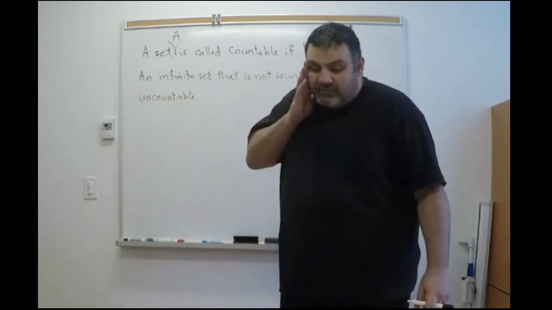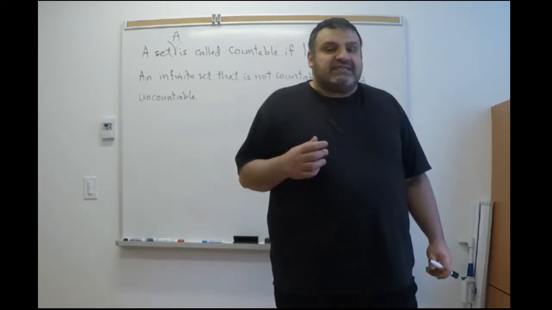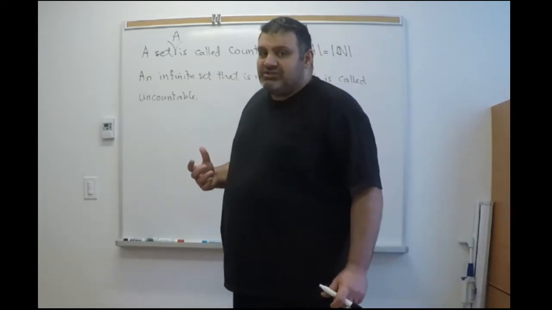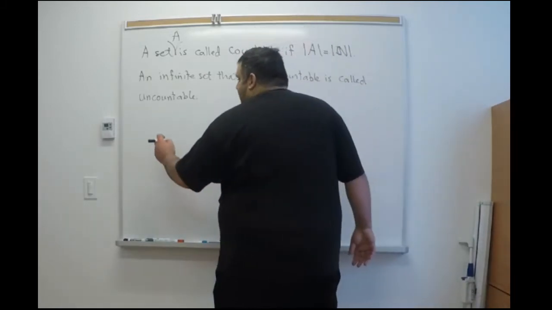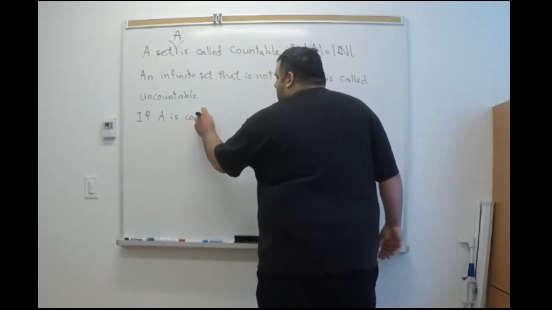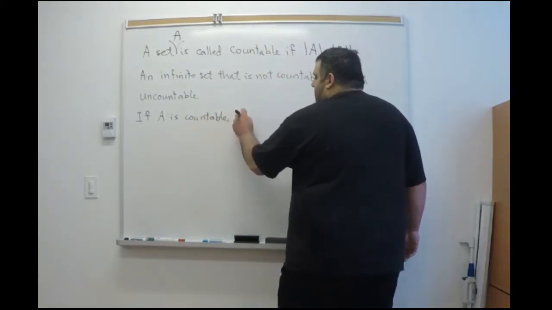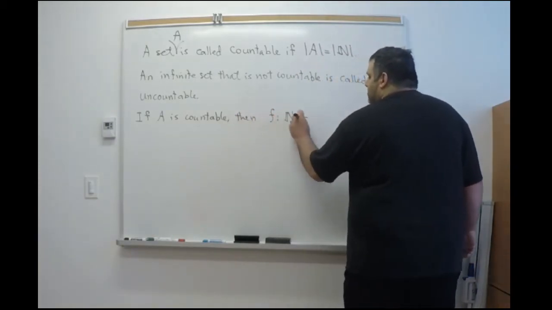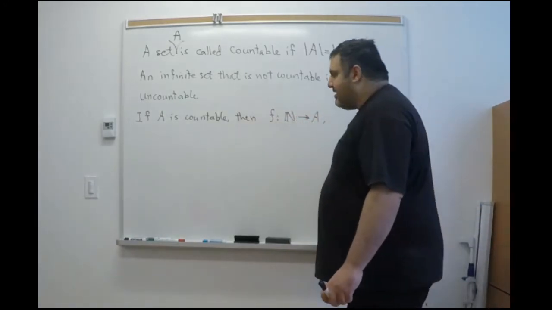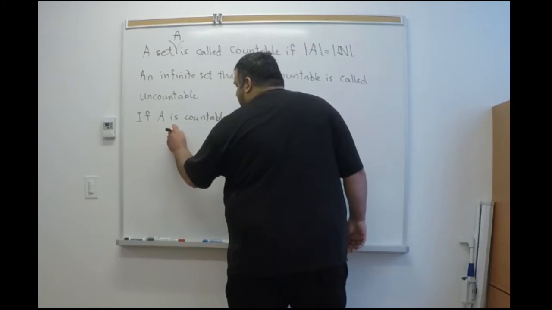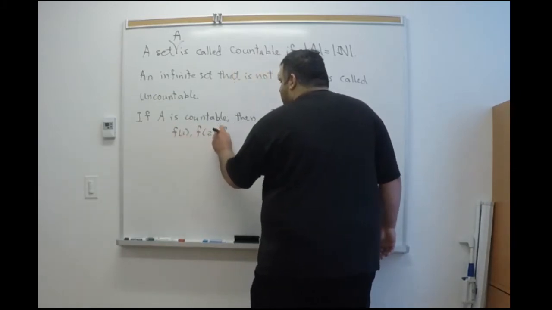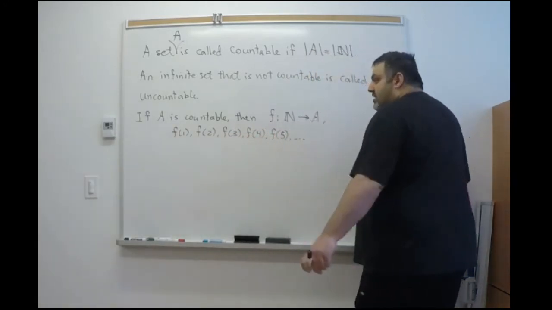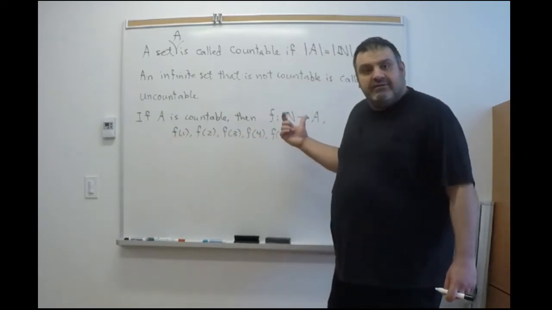As we saw in the previous theorem, a set being countable is the same as saying you can list its elements in a sequence without any repetition. The idea is the following. If A is countable, then there is a bijection F from the naturals to A. And what does that mean? It means you have F of 1, F of 2, F of 3, F of 4, F of 5, and so on. And each one of these is an element in A.